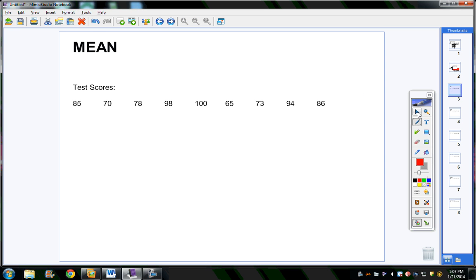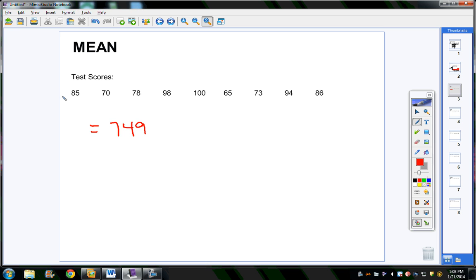Now, the next thing we can find is mean. And mean is when you take all your scores, you add them up and divide by how many you added together. So here with these scores, I've got 85, 70, 78, 90, 100, 65, 73, 94, and 86. And so when I add them up, I get a total of 749. And I have 1, 2, 3, 4, 5, 6, 7, 8, 9 scores.